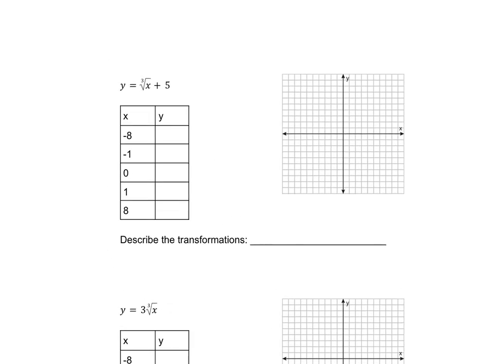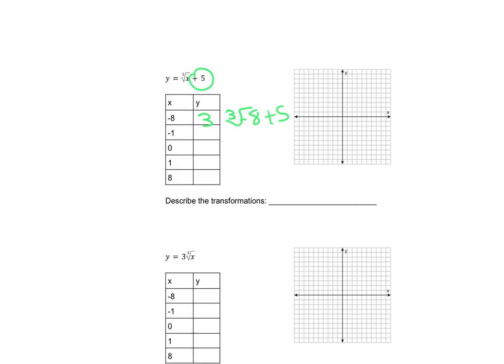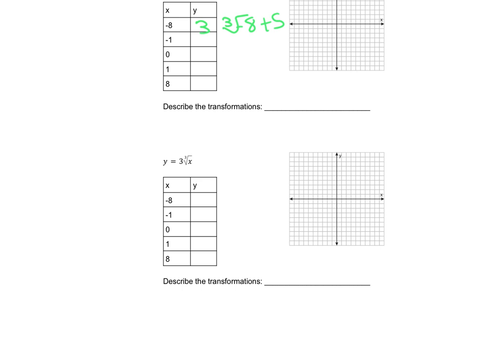Okay, and again, notice this one has the +5 on the outside. So when you take the cube root of -8 and then you add 5, the cube root of -8 is -2. -2 plus 5 is 3. So just be careful with your order of operations there. Go ahead and finish that one. Put your parent function and the other function on there. Okay, and then this time it's just got a number out in front. What's that going to make your graph do? Do your parent function, do your table of values and figure it out.